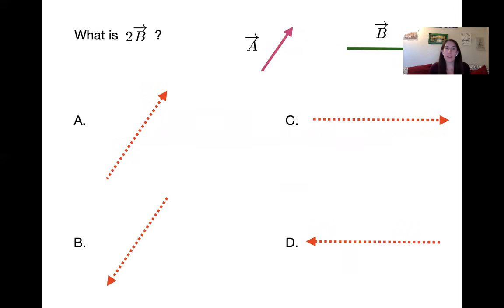Okay, so now let's do a practice problem. Again, what I'd like you to do is pause the video and try to do it on a piece of paper before I give you the answer.